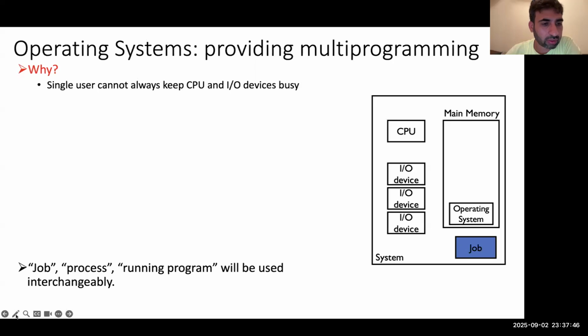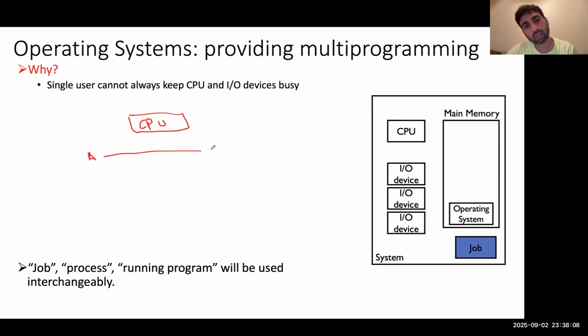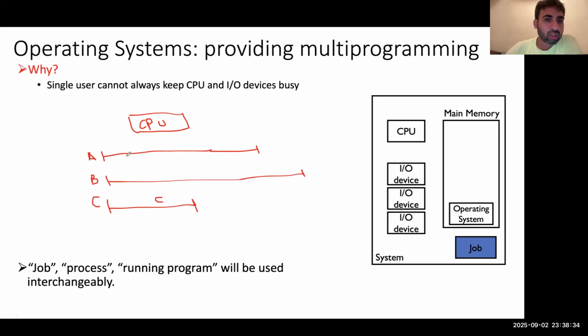Let me draw. Let's say this is the CPU, and I have 3 processes, A, B, and C. This is the execution time, how long it takes for A to complete, this is how long it takes for B to complete, and this is how long it takes for C to complete. So let's say I first run A on the CPU.